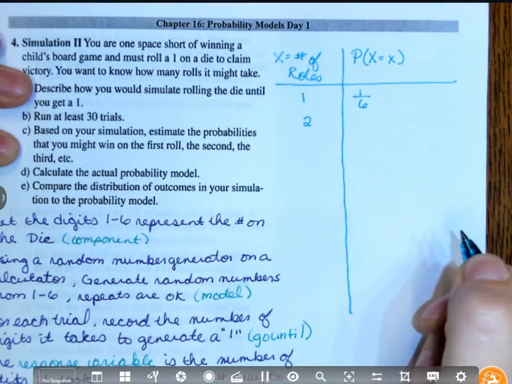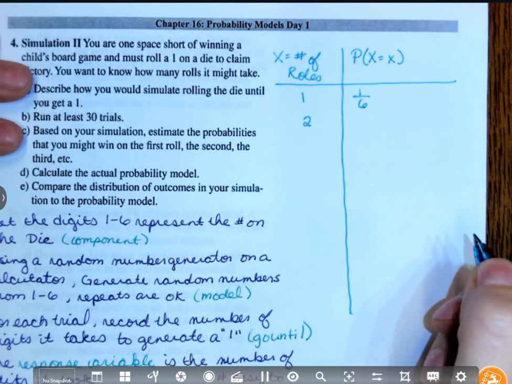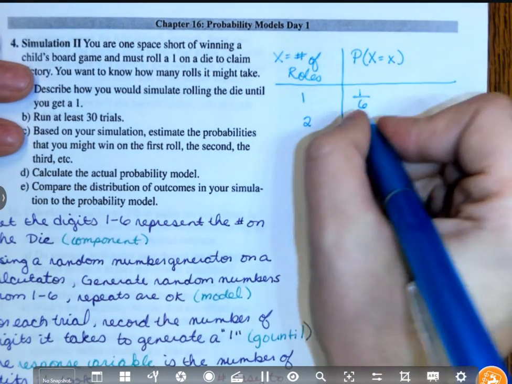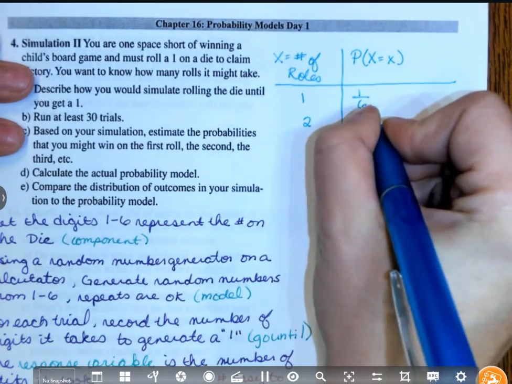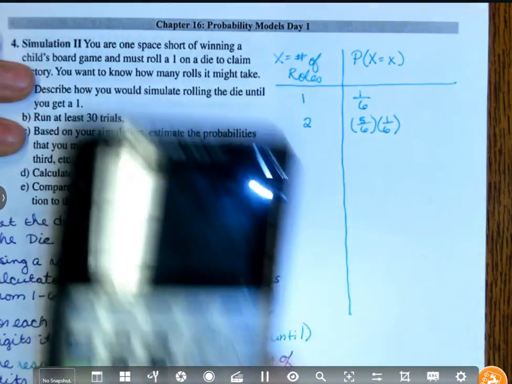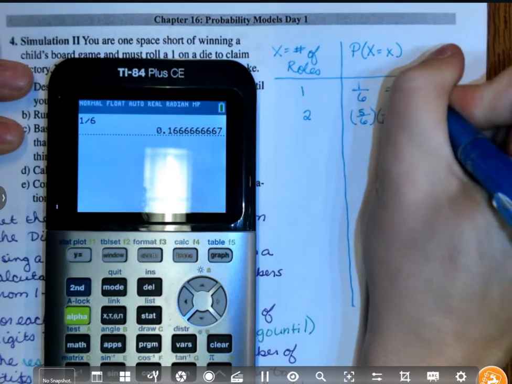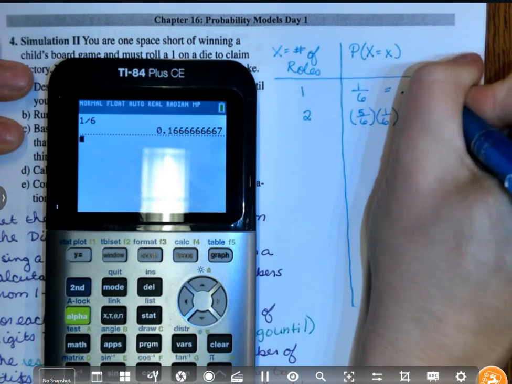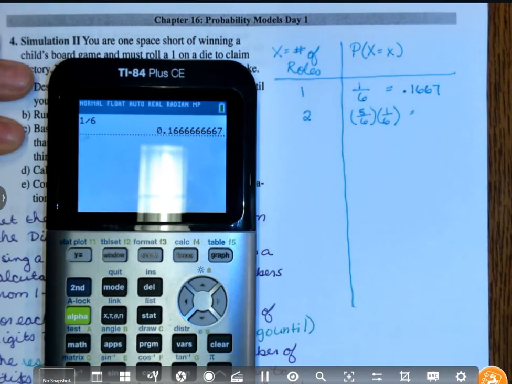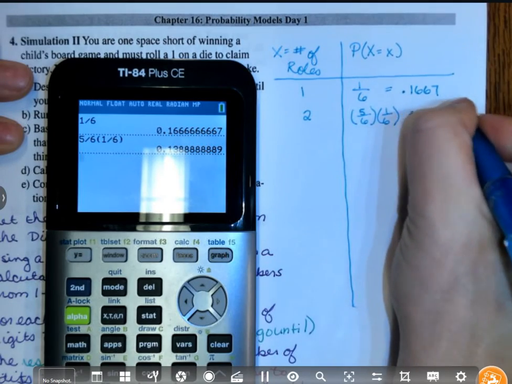If it takes me 2 rolls, how do I calculate the probability that it takes me 2 rolls? Means we don't get a 1 on the first one, and then I get a roll on the second one. Okay? Well, let's actually do this math for it. So 1 out of 6, that was 0.1667. 5 out of 6 times 1 out of 6. That gives me 0.1389.